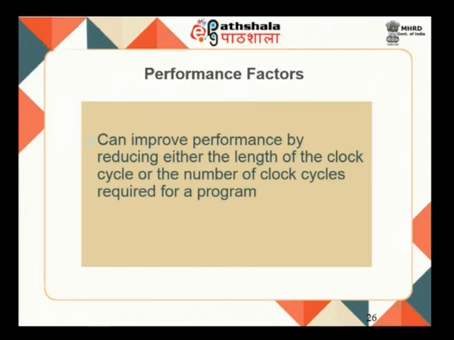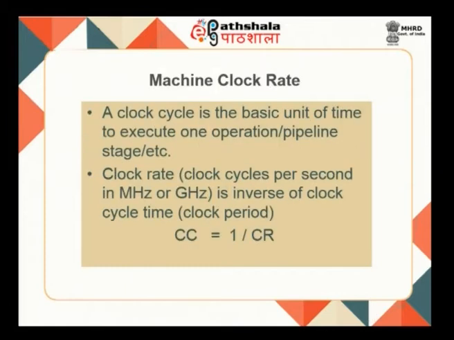Now, because the CPU execution time is a product of these two factors, you can improve performance by either reducing the length of the clock cycle time or the number of clock cycles required for a program. And what is meant by a clock cycle, by the way? A clock cycle is the basic unit of time to execute one operation or a pipeline stage, etc. The clock rate, or the clock cycles per second, which is normally defined in megahertz or gigahertz, is the inverse of the clock cycle time. So, Cc, the clock cycle time, is equal to 1 by clock rate.